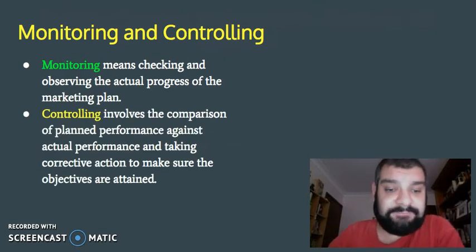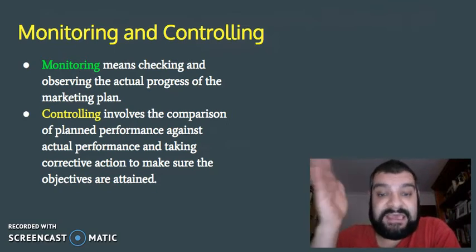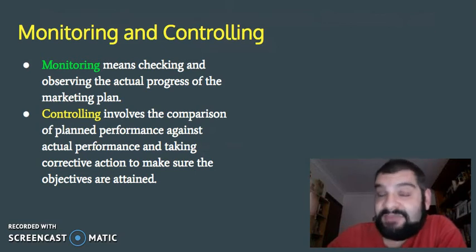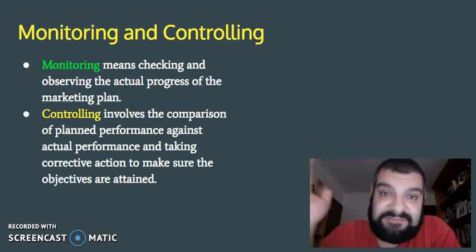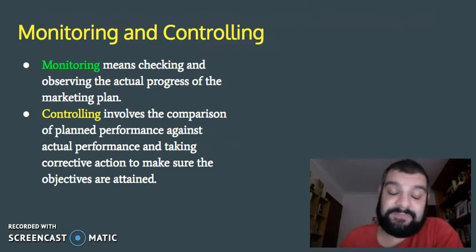And then controlling involves comparing the plan performance against the actual performance, and then taking corrective action to make sure they meet their objectives. There's no point failing to meet the plan performance and then just continuing with what they're currently doing. They need to take corrective action, okay?